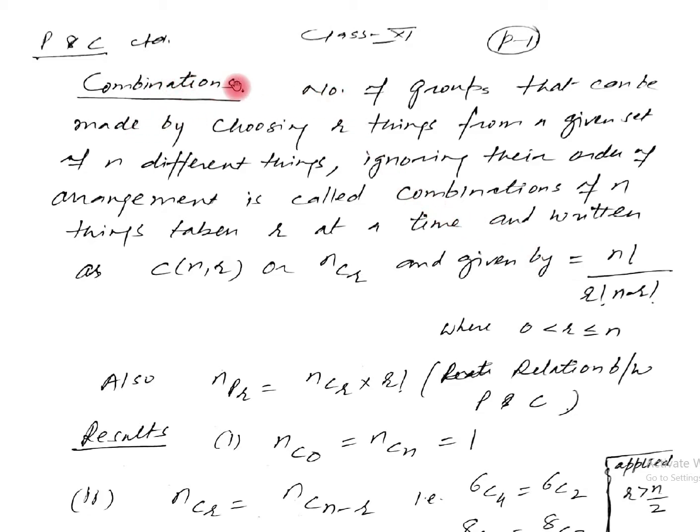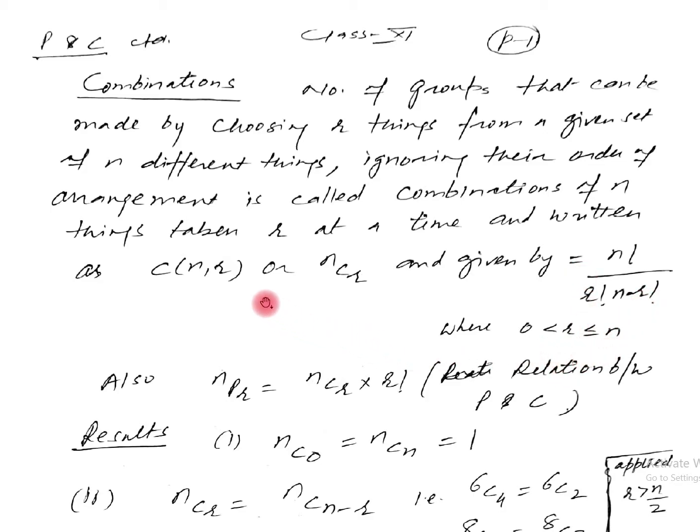Now the number of groups that can be made by choosing r things from a given set of n different things, ignoring their order of arrangement, is called the combination of n things taken r at a time, written as nCr or C(n,r), and given by n factorial upon r factorial into (n minus r) factorial, where r lies between 0 and n.